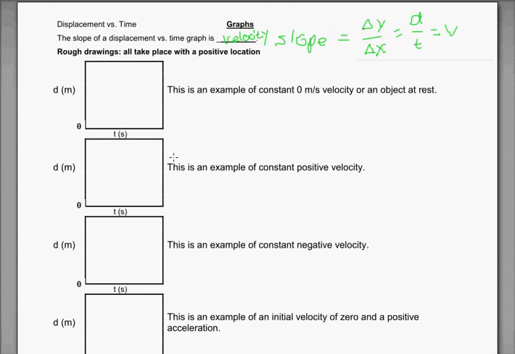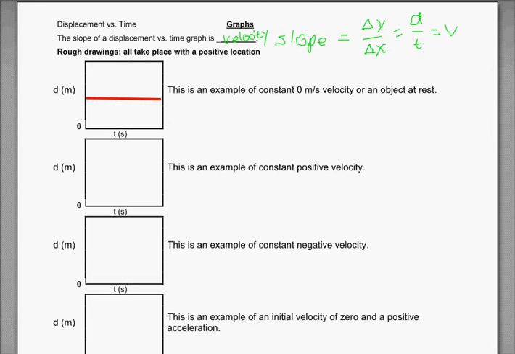Okay, so let's take a look at our very first one. This is an example of constant zero velocity, or an object at rest. Now, this can be placed anywhere, but it's just going to be a horizontal line. Let's make it better. I demand better for myself. So just use this tool. And there we go. This is the example of an object at rest. Take a look, its slope is 0, its velocity is 0, therefore it's at rest.